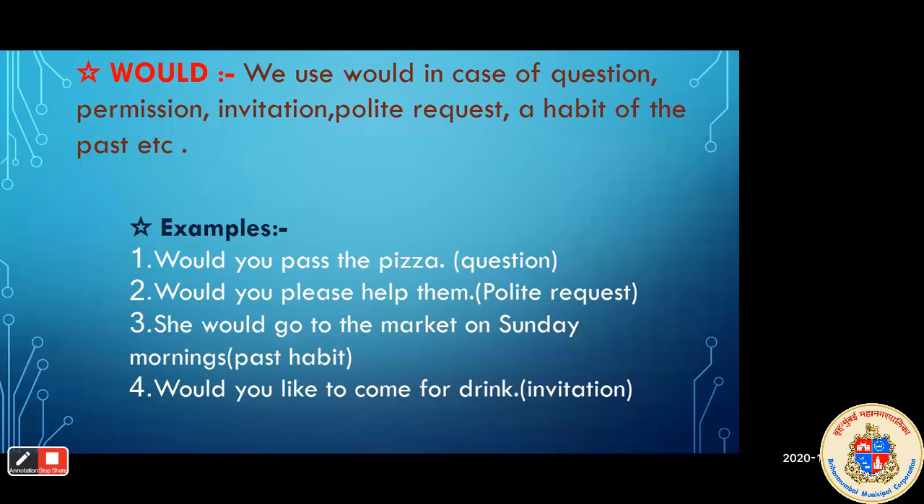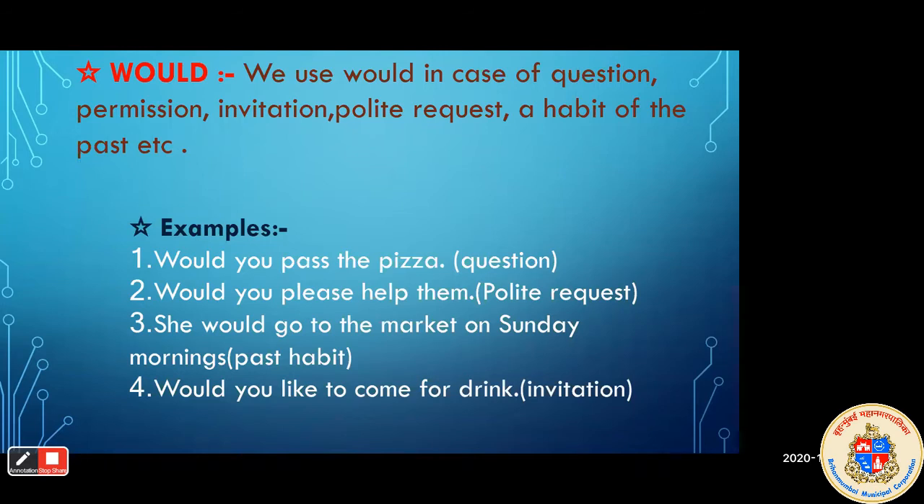Would you pass the pizza? Question. Would you please help them? Polite request. She would go to the market on Sunday mornings. Past habit. Would you like to come for a drink? Invitation.